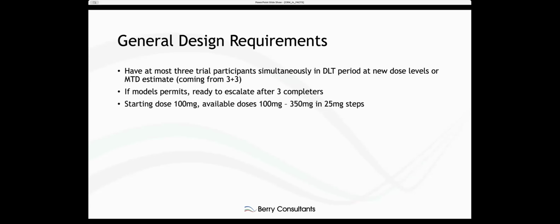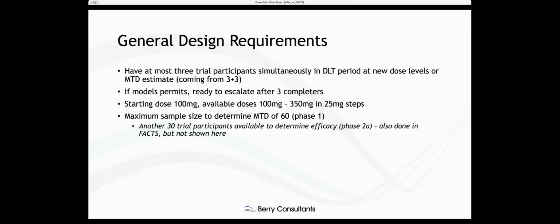Let's presume we're starting at 100 milligrams and that we're interested in the dose range from 100 milligrams to 350 milligrams. And suppose the formulation is such that we can escalate in 25 milligram steps. We assume a maximum sample size to determine the MTD of 60. So this would be the phase 1 part. And then, in italic here, let's assume we would have another 30 trial participants to also determine efficacy. So this could be a phase 2A part.